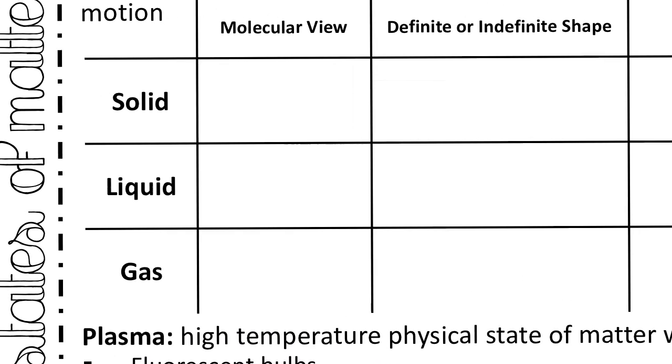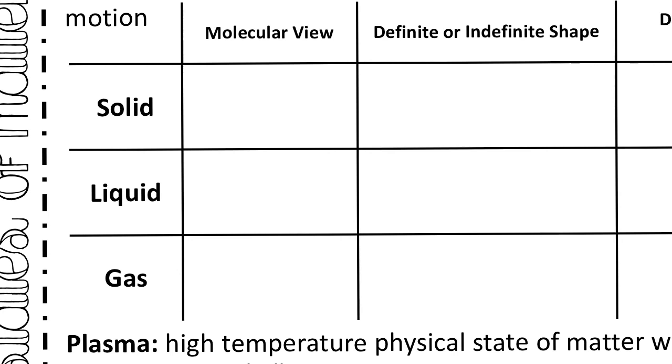So we're going to zoom in here and draw some pictures of the molecular view of a solid. Solids are going to have very close spacing of the particles, and the particles are going to be arranged in an orderly way. So this would be particles in a solid. They are moving, but only slightly. They're very packed together, and they're going to hold their form.